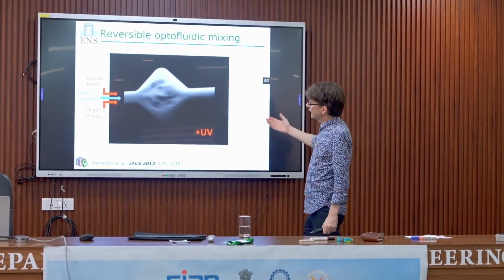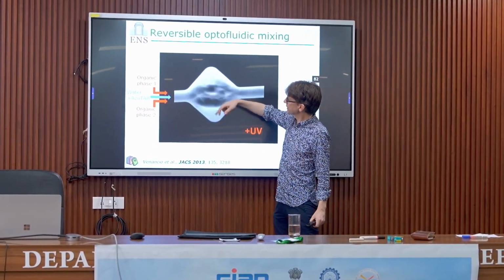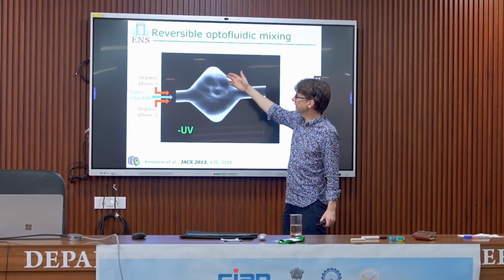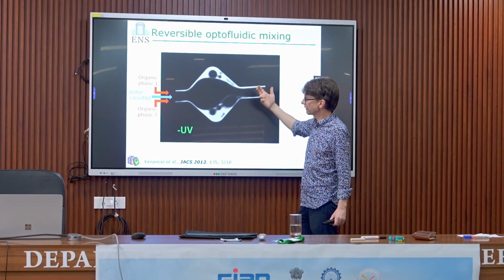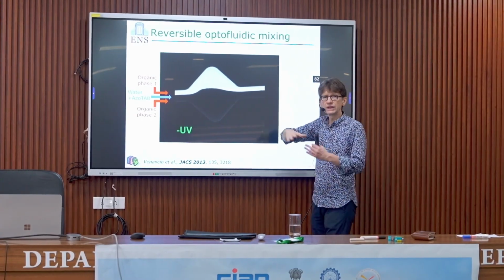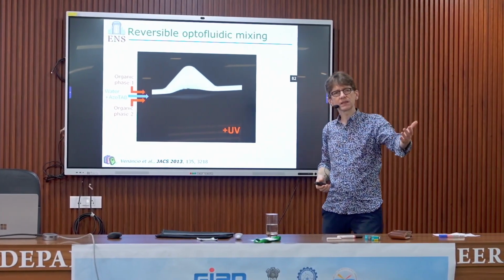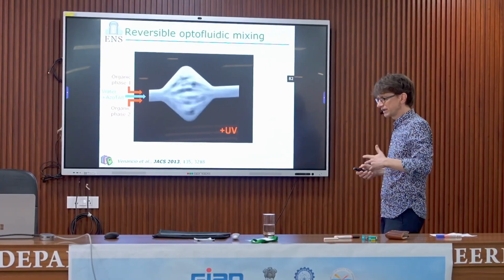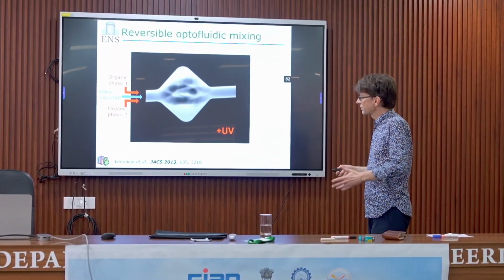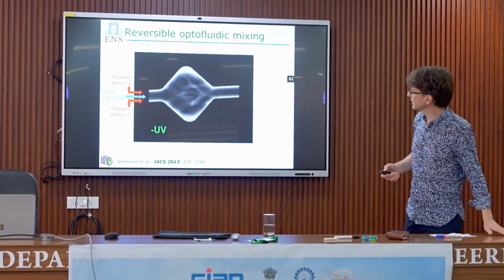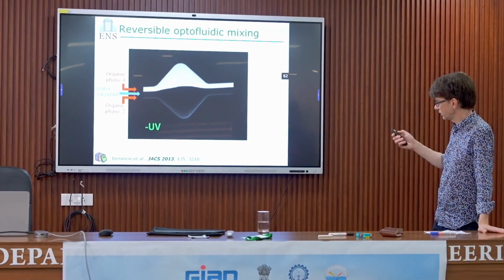So you see, when you apply UV, there are two liquids. Here it's fluorescent, here it's not fluorescent. When you apply UV and make droplets, the two liquids are mixed, and when you remove UV, they are separated again. So you can continuously mix and go back to a separated system. It's probably the first optofluidic mixer that was described in literature, already 12 years ago.